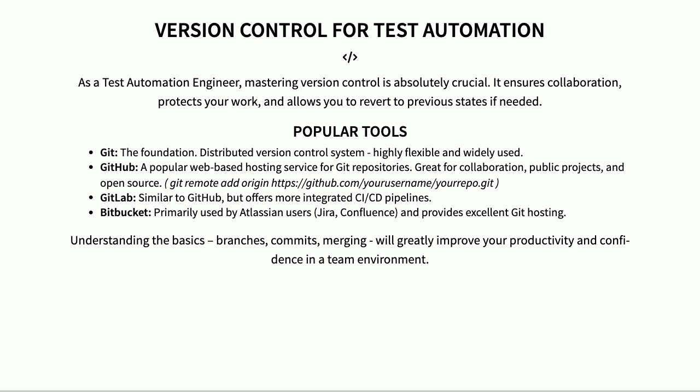GitHub, GitLab, and Bitbucket are all platforms that make using Git easier and offer great collaboration features. GitHub is probably the most well-known for open source projects, while GitLab and Bitbucket often integrate really smoothly with other development tools like Jira. Knowing how to branch, commit, merge, those are key concepts that will help you stay organized and work effectively in a team.